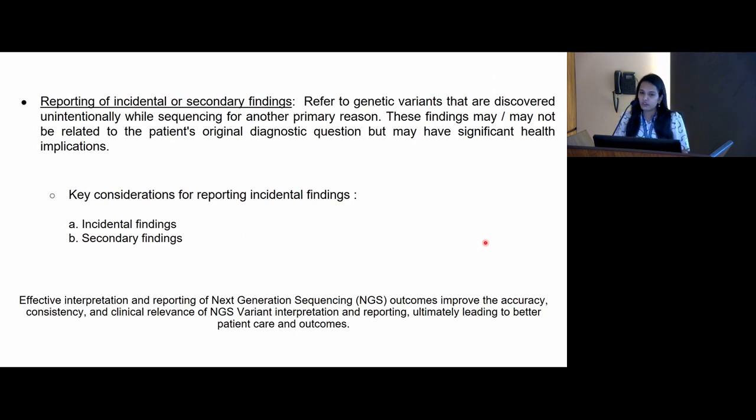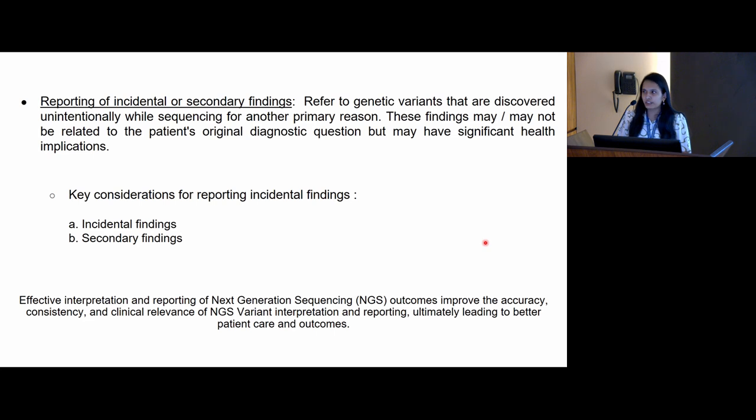Reporting of incidental or secondary findings. So, it refers to the genetic variants that are discovered unintentionally while sequencing for another primary reason. These findings may or may not be related to the patient's original diagnostic question, but may have significant implications.